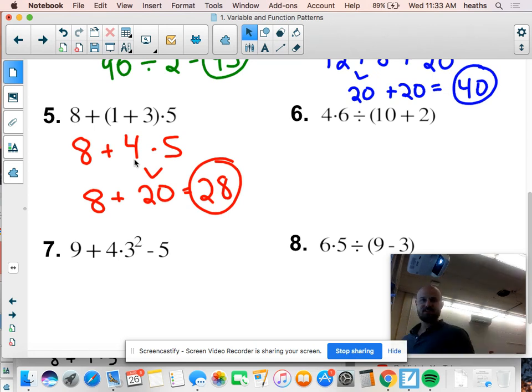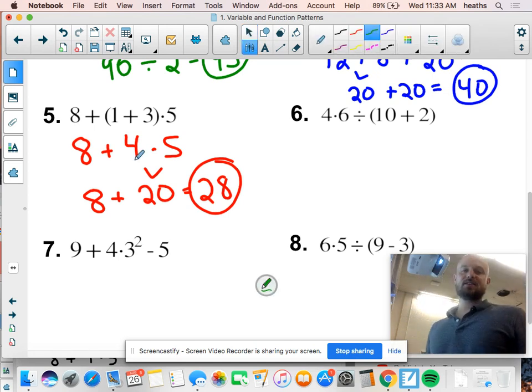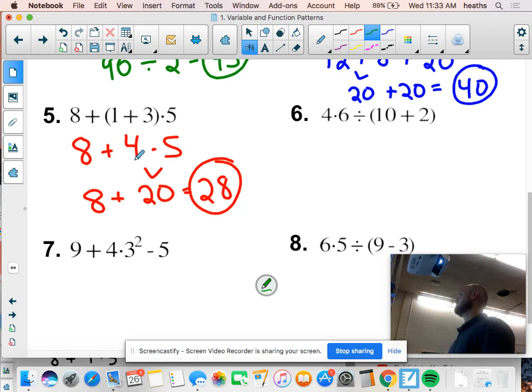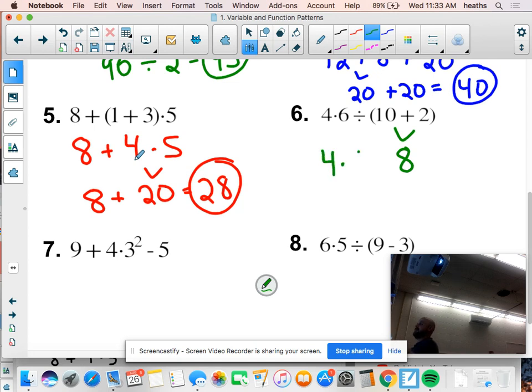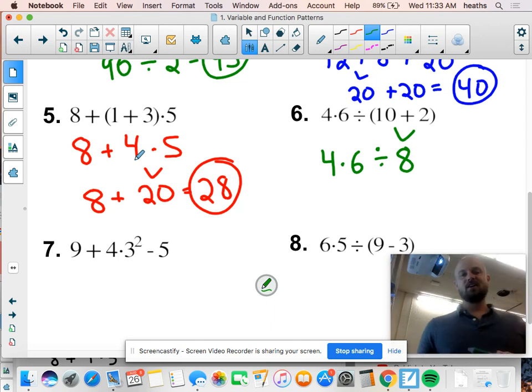Okay, number 6 is 4 times 6 divided by parenthesis 10 minus 2. First step, take care of that parenthesis. 10 minus 2 is 8. Drop the rest of your problem down. 4 times 6 divided by 8. We took care of the parenthesis.